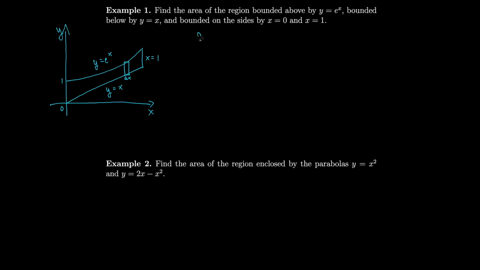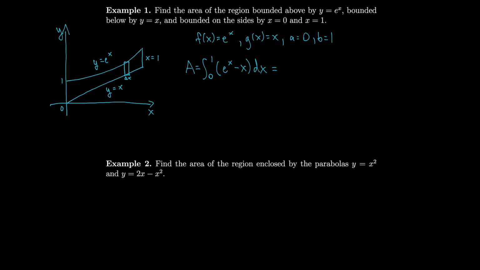So in this case, our top function is f of x equals e to the x. Our bottom function is g of x equals x. We're going from a equals 0 to b equals 1. So our area becomes the integral from 0 to 1 of the difference of our top function and our bottom function. So we take e to the x minus x dx, and we integrate.